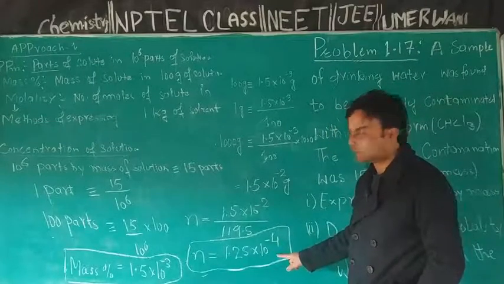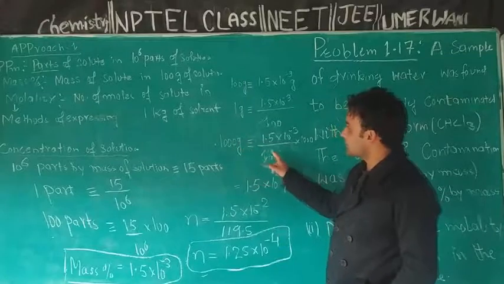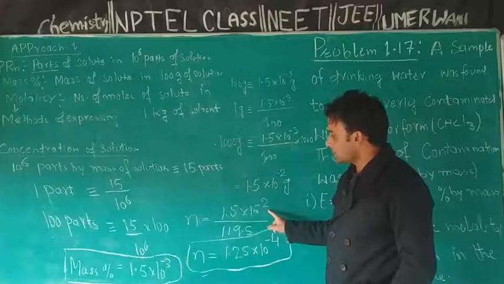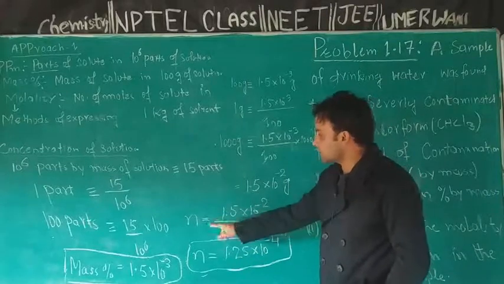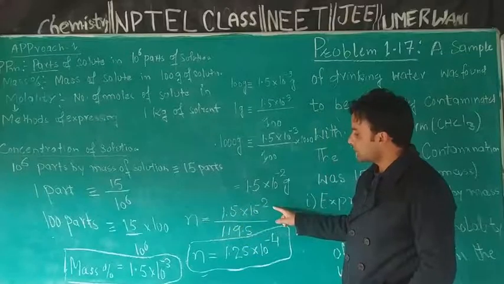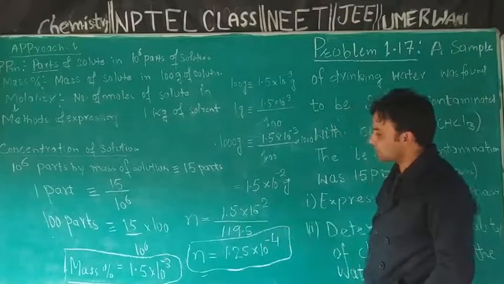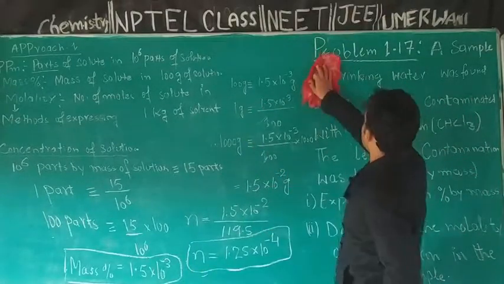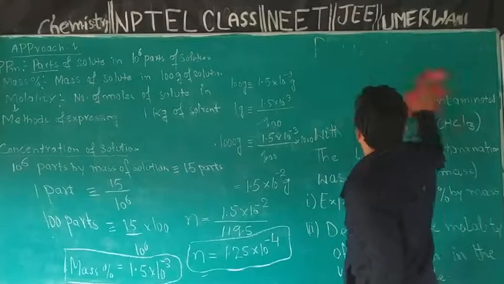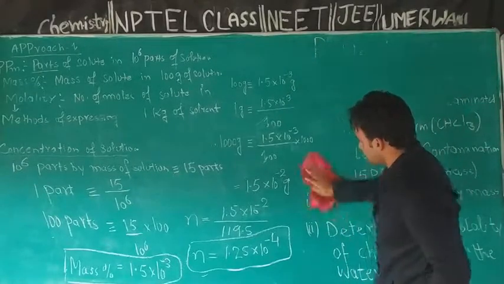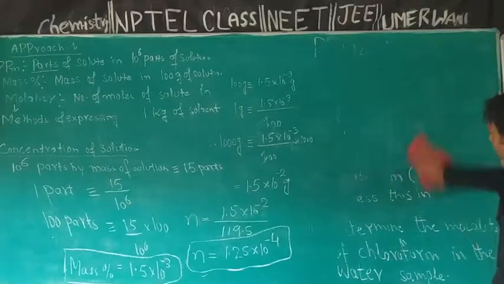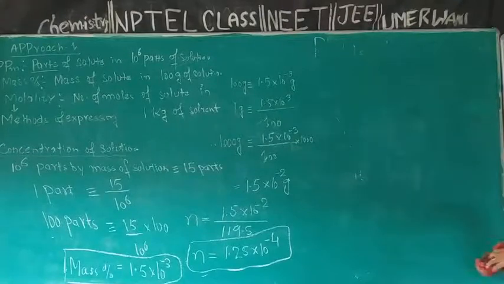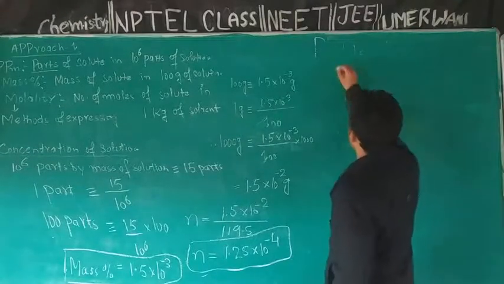But for calculation of this, I first calculate grams of solute present in 1000 grams of solution, and then I expressed grams of solute in terms of moles using formula that number of moles is equal to ratio of given mass by molar mass, and molar mass of chloroform is 119.5. Now approach second. I will use approach second now to solve this same problem.